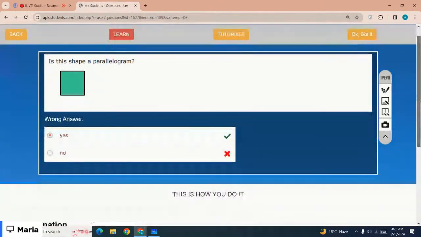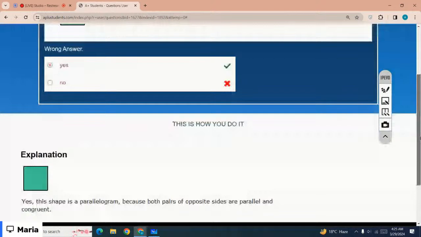But this is a parallelogram also because the opposite pairs are parallel and congruent, right? The correct option is yes. Yes, it is, because the opposite pairs are parallel and congruent. So that is a square and a parallelogram also, right?